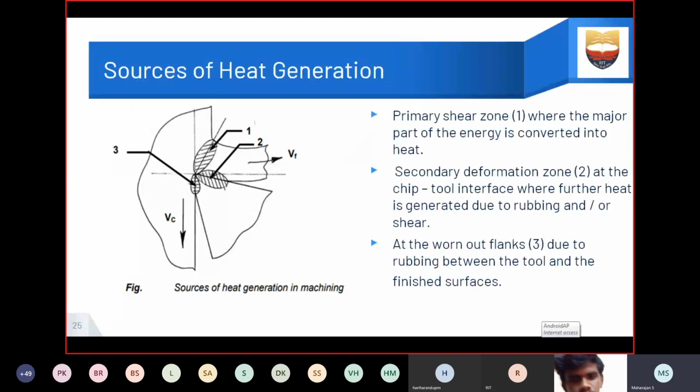Heat is a major detrimental problem for the machining operation. First, we have the primary zone in the shear zone. This is the secondary zone. This is the tertiary zone. The primary zone is the shear area. The secondary zone is the frictional area, friction between the tool and chip. This is the tertiary zone.